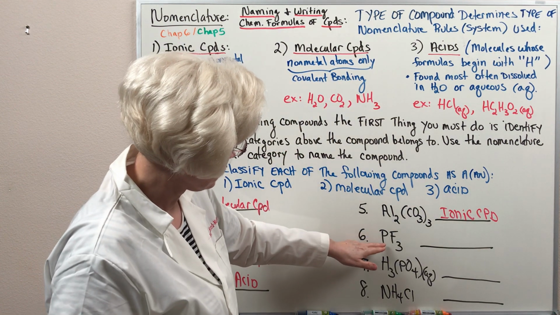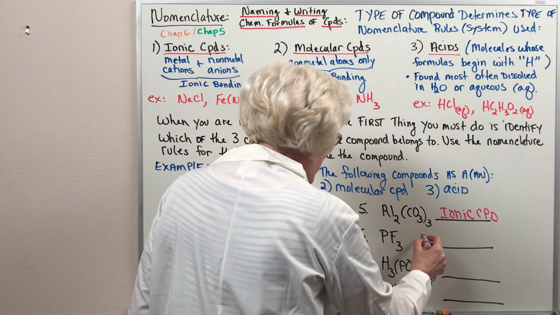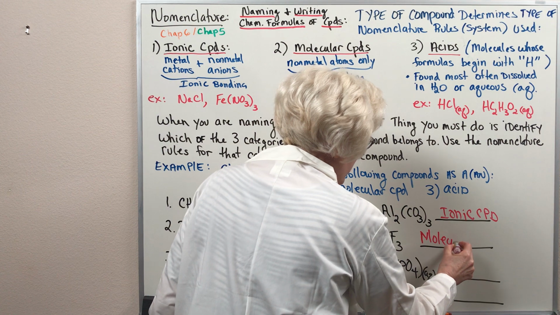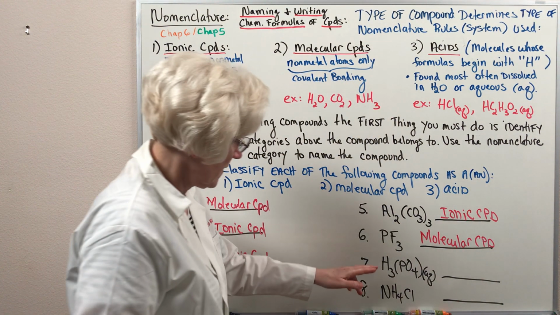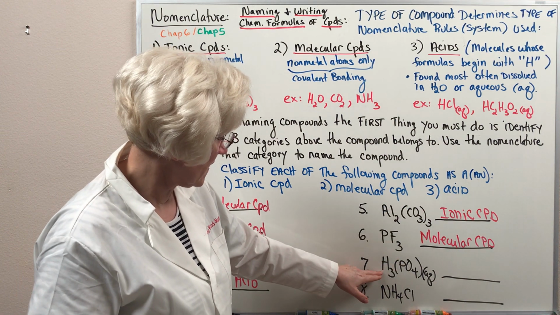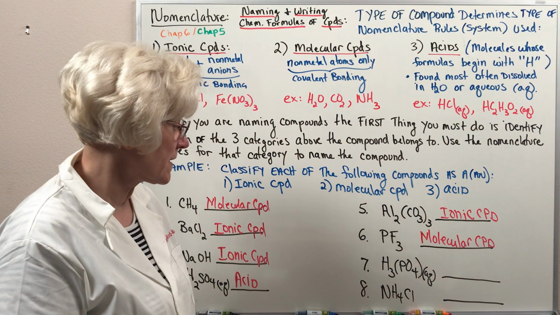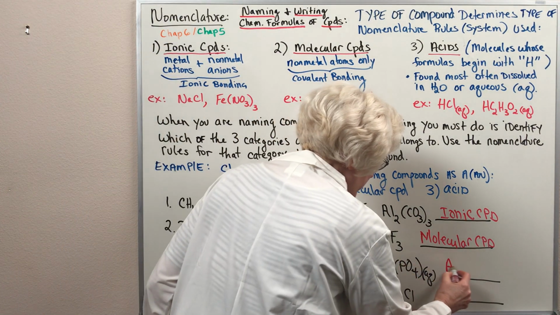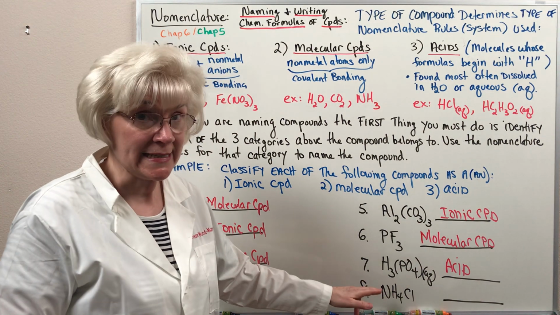Number 6, I see that both phosphorus and fluorine are nonmetals, so I am going to classify this compound as a molecular compound. Number 7, 2 immediate clues. The formula begins with hydrogen. We see that it is an aqueous solution, so number 7 would be an acid. And then lastly, number 8.